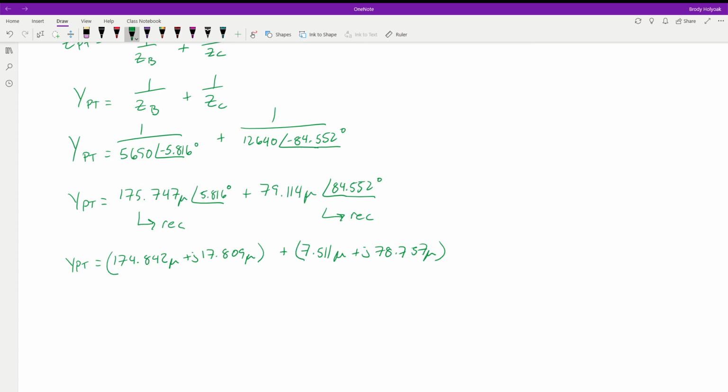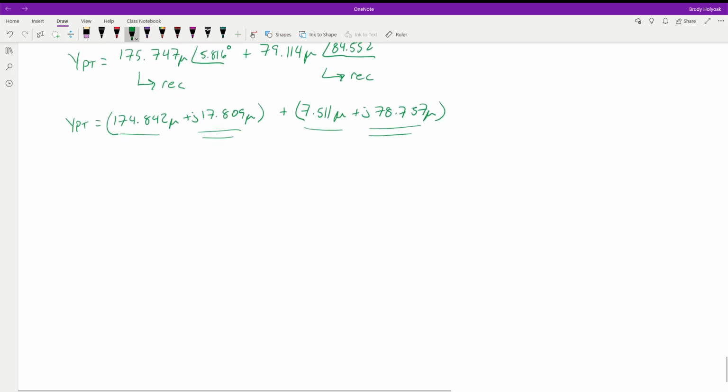So there's our two values. Again, we're going to combine common terms, real with real, imaginary with imaginary. So our admittance total is now equal to 182.353 micro plus j of 96.566 micro.